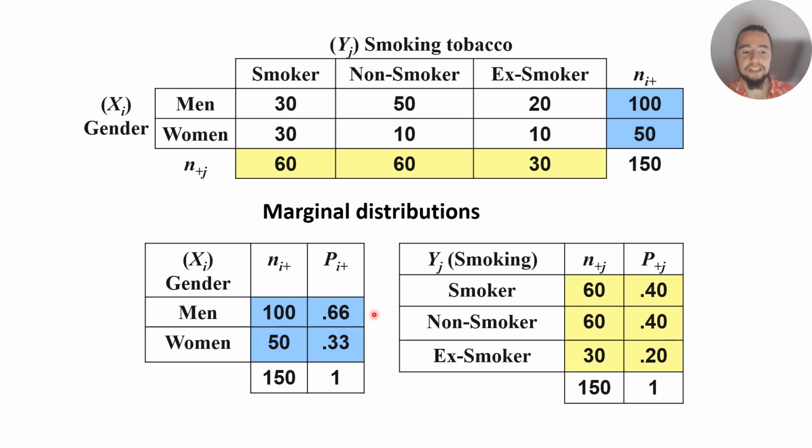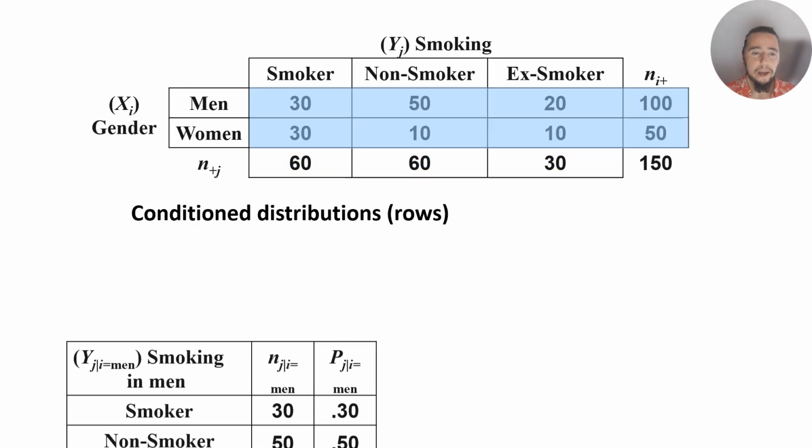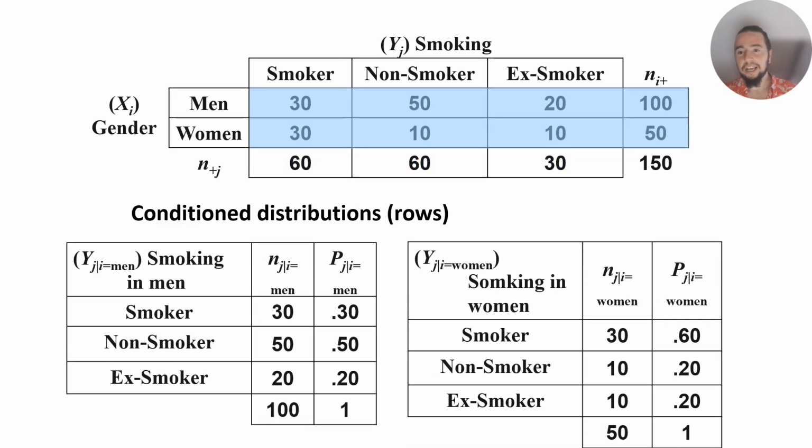For example, the probability in our sample of being a man is 0.66. So it's more likely to be a man than a woman in our data. And also, it's more likely to be a smoker or non-smoker, because they have the same probability, than to be an ex-smoker. Okay, so now we can do the same thing, but with our conditional probabilities.